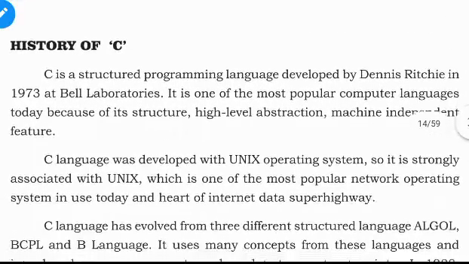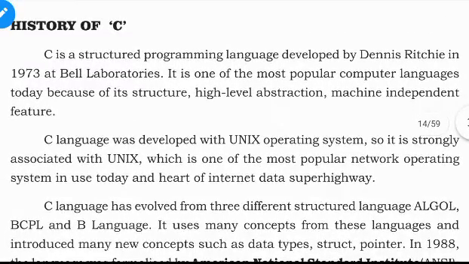Now we come to the history of C, where it was developed, when and by whom. C is a structured programming language developed by Dennis Ritchie in 1973 at Bell Laboratories. It is one of the most popular computer languages today because of its structure, high level abstraction, and machine independent feature. C language was developed with the Unix operating system.